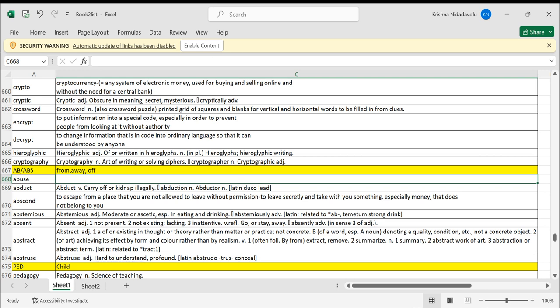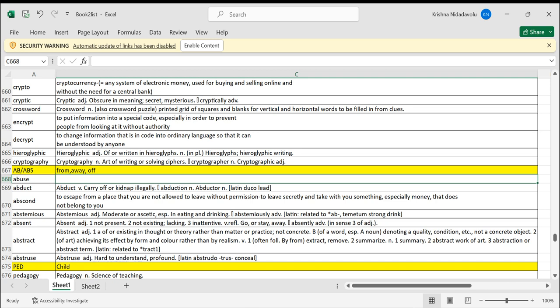Ab plus duct. Duct is leading. We discussed this earlier also. Abduct, leading away. Leading away from. That means it is kind of kidnapping. Abducting is kidnapping.